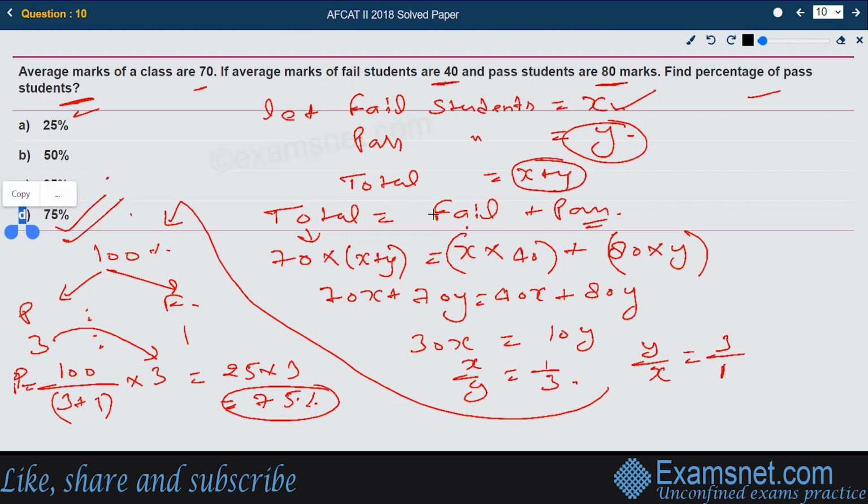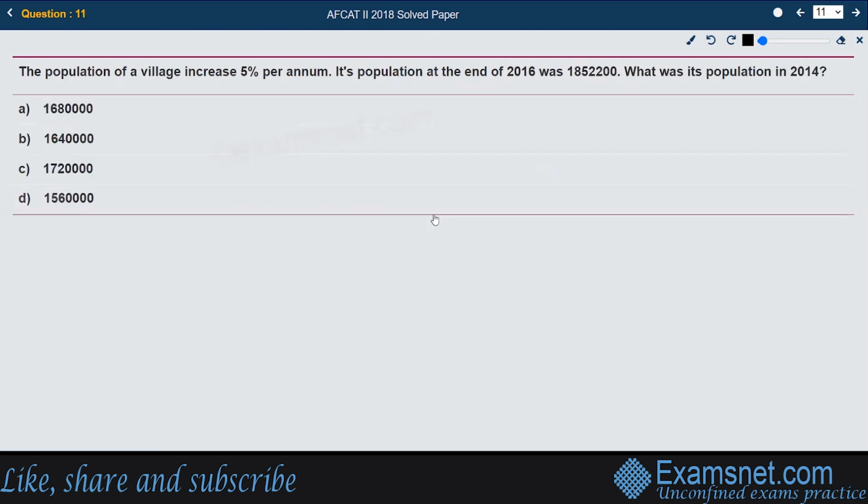Now he's saying the population of a village increases 5% per annum. If its population at the end of 2016 was 18 lakh 52,200, what was the population in 2014? So there's a percentage increase formula we can always use, the growth formula.